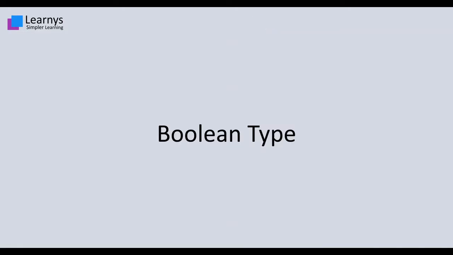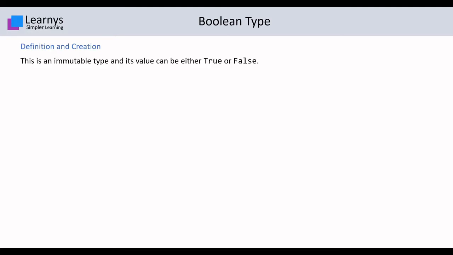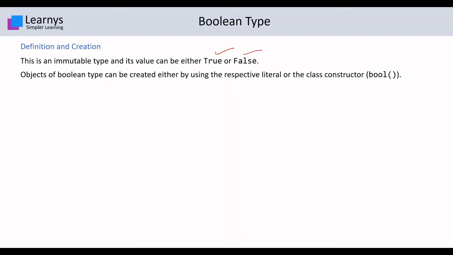The Boolean type. A Boolean type is an immutable type and its value can either be True or False. Now, how do we create them? Objects of the Boolean type can be created by using the respective literal, that is True or False, or the class constructor bool, that is bool with parentheses.